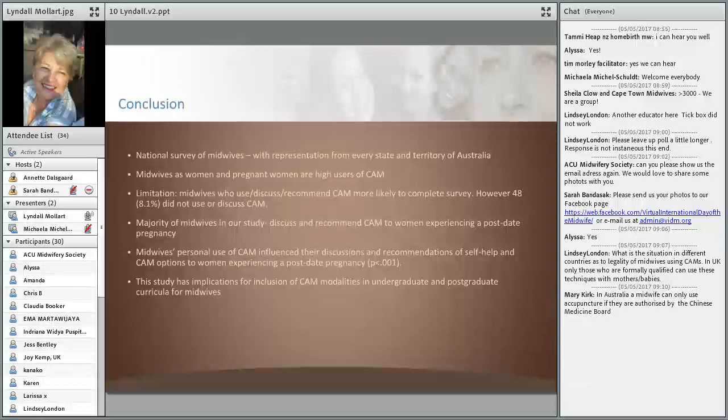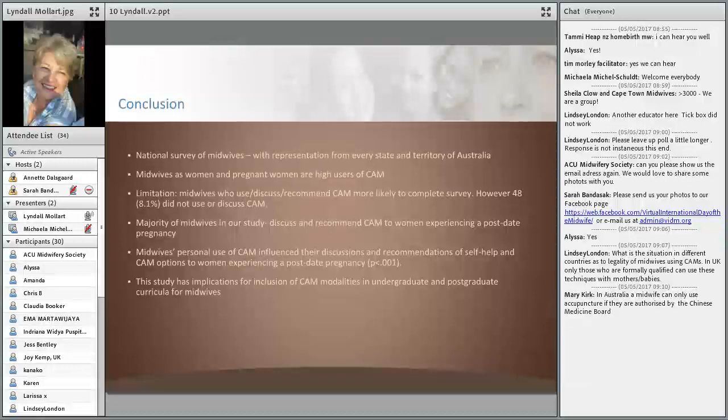We recognise the potential limitation of this study was that the sample was self-selected, and it was possibly only midwives who were interested in CAM would respond to the survey. However, it was reassuring that we actually had about 48 participants, about 8%, who completed the survey, who never discussed CAM with women, did not have knowledge or education on CAM, and did not use CAM for personal use. So they also participated in the study.